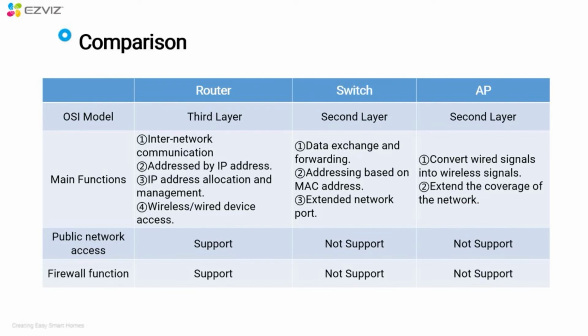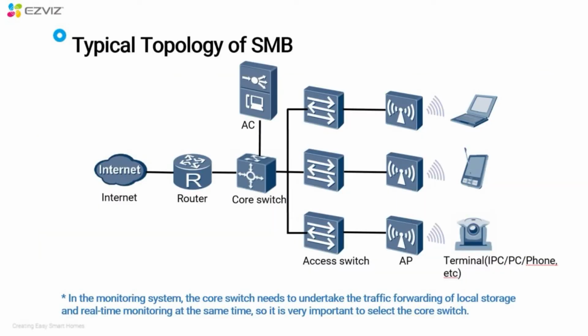And about the firewall function, only the router supports the firewall function because it will connect to the public network, and switches and APs do not need this function. So this is the typical topology of the SMB.